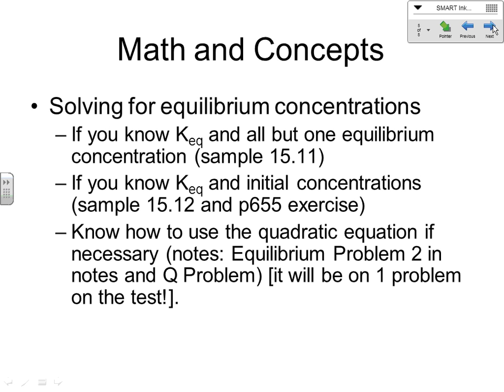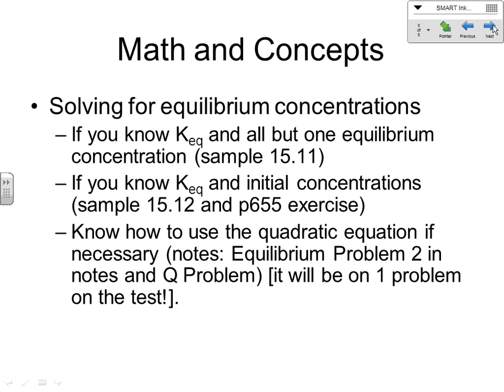But the reality is there's often ways around that. Depending on what they give you, you may have enough to actually plug in and calculate what the equilibriums are without having to set up a whole KEQ solve for unknown x. So when you look at your setup, if you only have one unknown, it's very easy given the KQ expression and the given KQ to solve for what that unknown concentration is. And if you know KQ and initial concentrations, how you go about doing that. Sample quantum 15.12 and 655 exercise page can help you look at those situations.